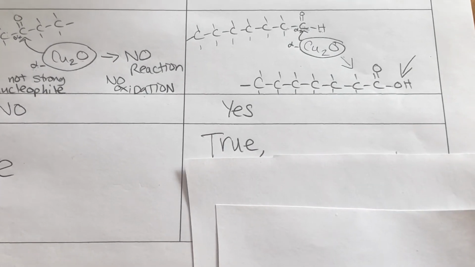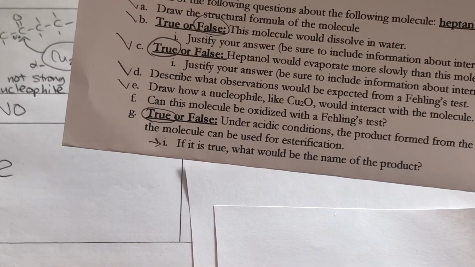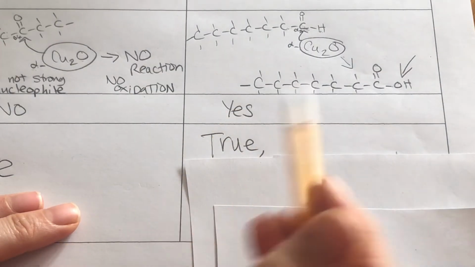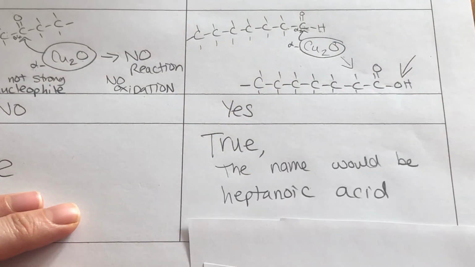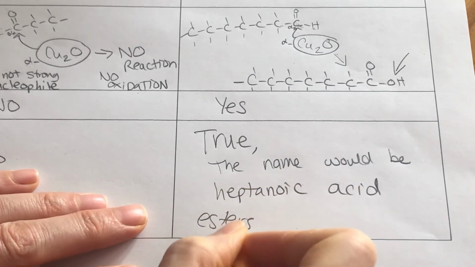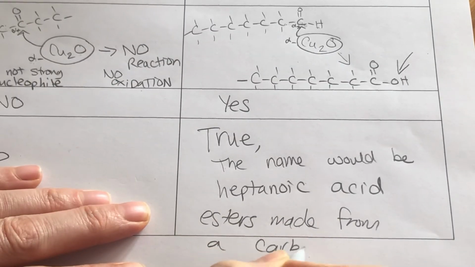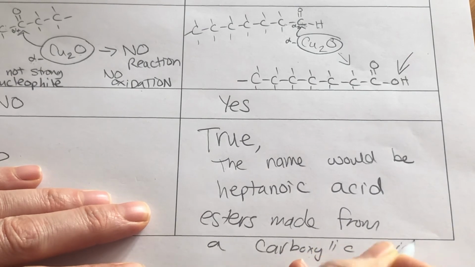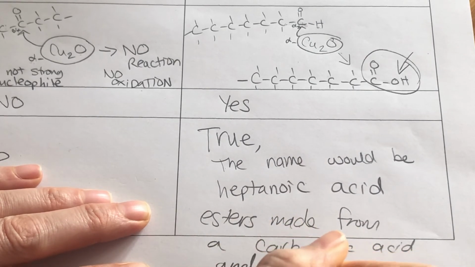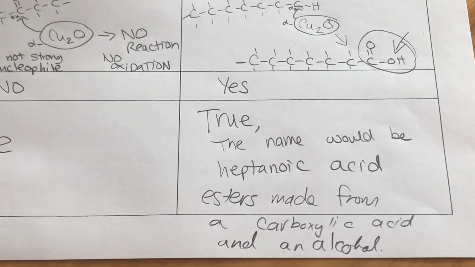Because we do have a name if it is true, what would be the name of the product? The name of the product that we formed would be heptanoic acid. As a reminder, esters are made from a carboxylic acid, remembering that this is your functional group for the carboxylic acid, and an alcohol.